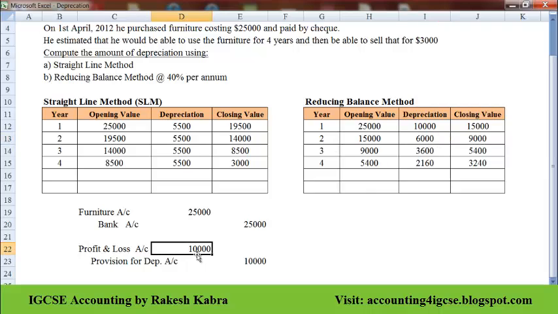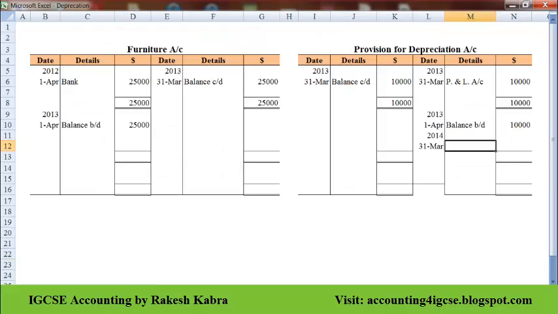$6,000, isn't it? Under the straight line method, the amount of depreciation in the second year is $6,000. So again profit and loss debit, provision account credit. In the provision account on the credit side I will write profit and loss account, the name of the opposite account, with $6,000. Agree?